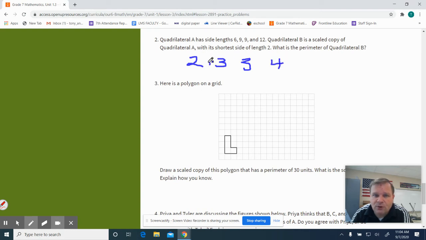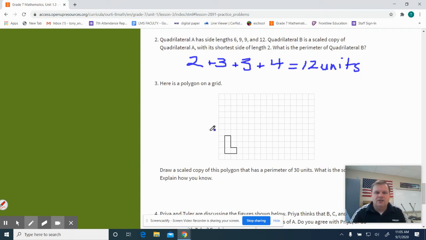So if we remember, the perimeter is add all sides. So that would equal 5, 8, 12. So the perimeter would be 12 units. Okay? 12 units would be the answer there.